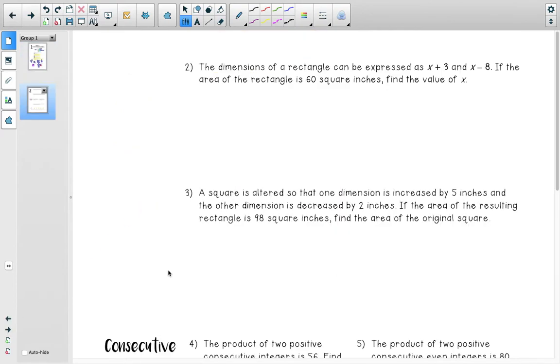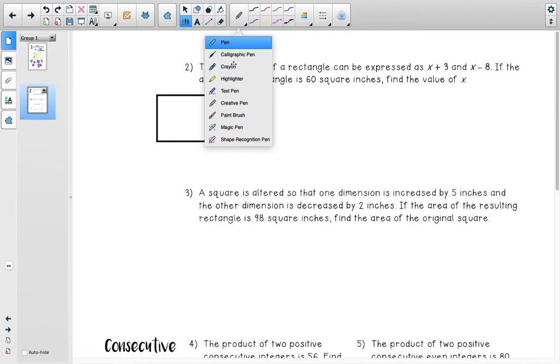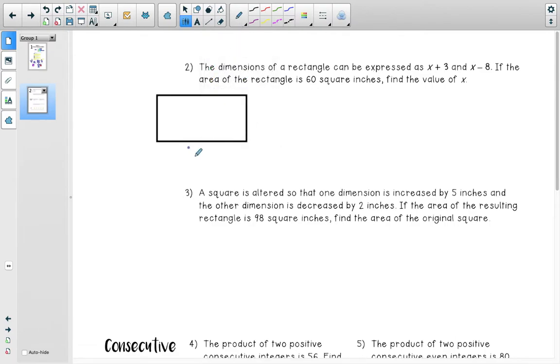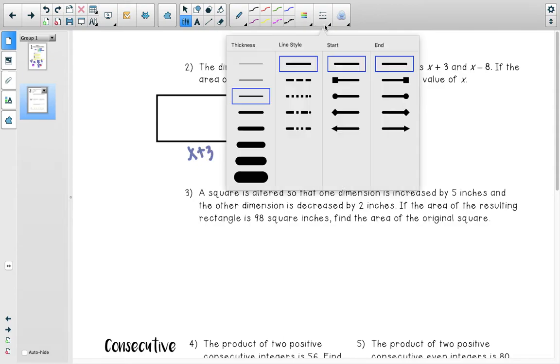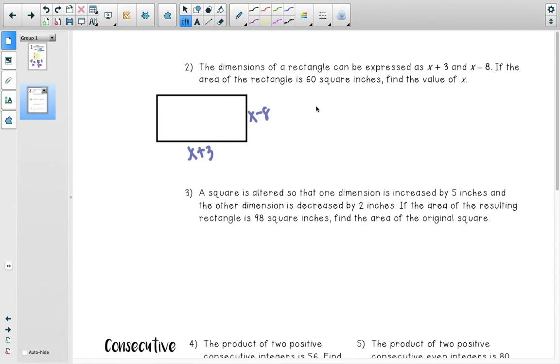Okay, so it's really simple. I'm gonna make a rectangle just so you can visually see this. Okay, so dimensions of a rectangle are x plus 3 and x minus 8. Doesn't matter which one it is, promise. And it says the area.